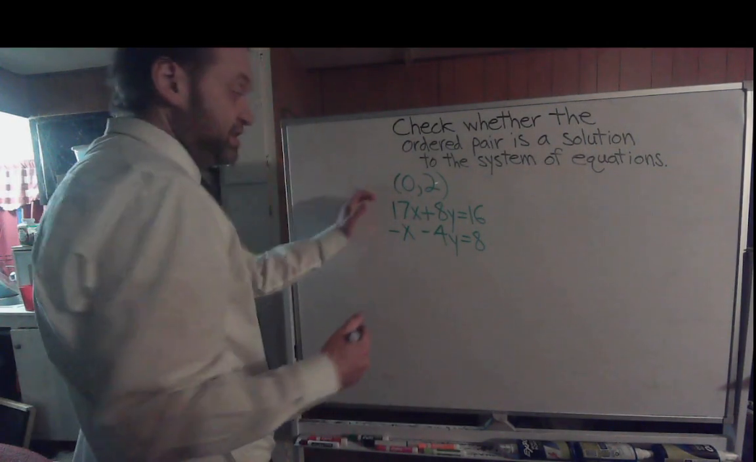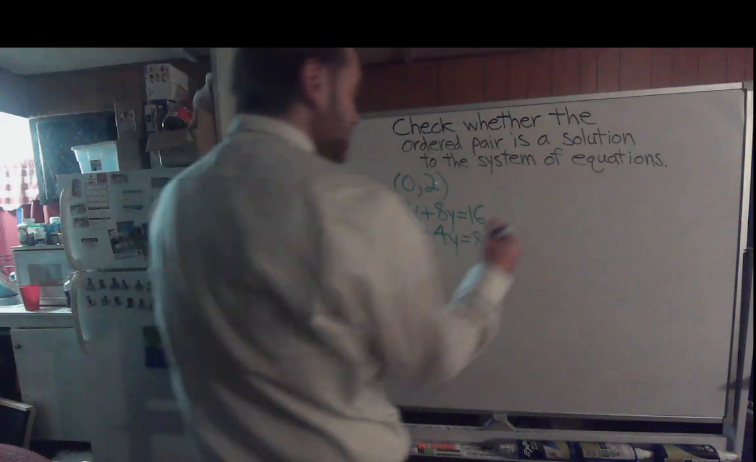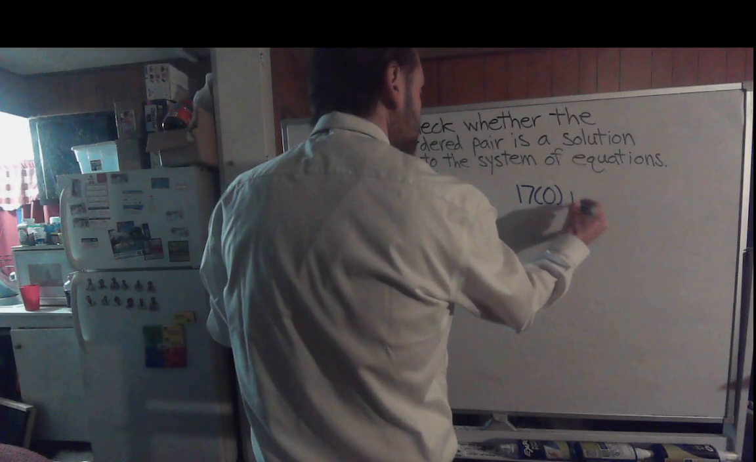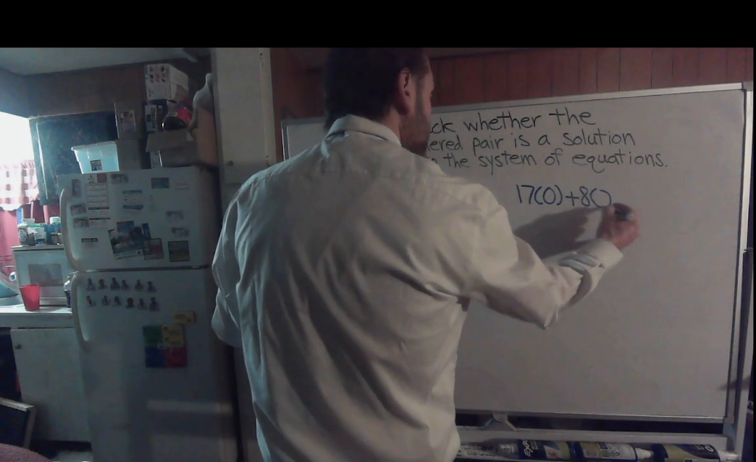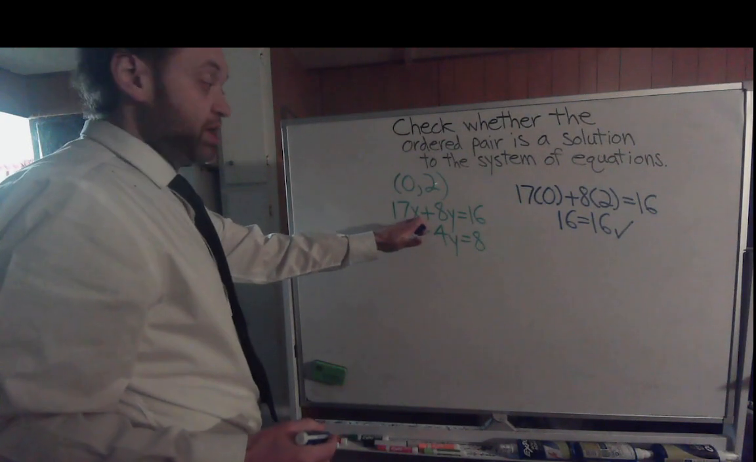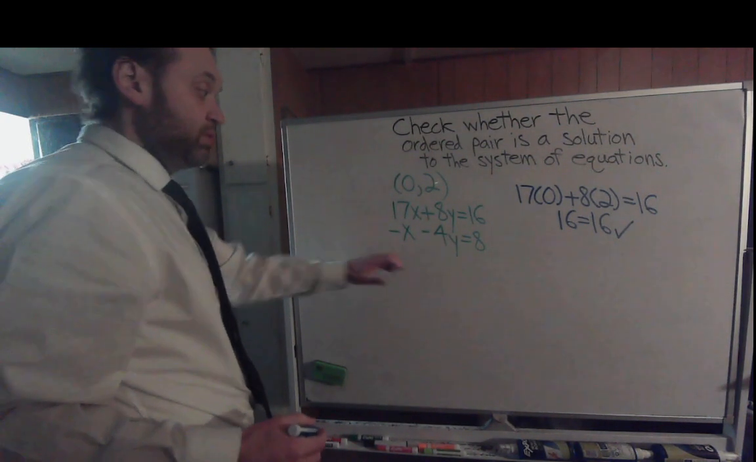Well, let's stick it into the first equation. Take 17 times your x value of 0 plus 8 times your y value of 2, set that equal to 16. 17 times 0 is 0, but 8 times 2 is 16. 16 equals 16. It checks out for the first equation, but does it check out for the second equation?